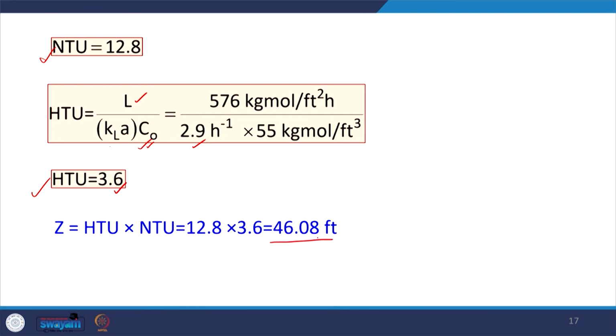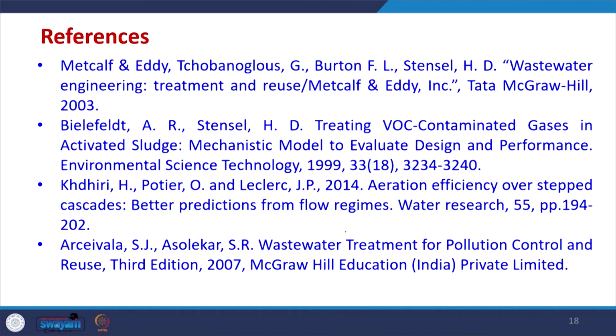So, we can multiply this NTU and HTU together and we can get the height. Tentatively we are getting this much height. So, we can convert it into meters also. Certainly, this value may look to be on the higher side, because we are presuming a number of things for better understanding. So, this is the preliminary design of any packed bed tower, and we have taken a lot of ideas from different books and some data also has been taken. All our references are given.